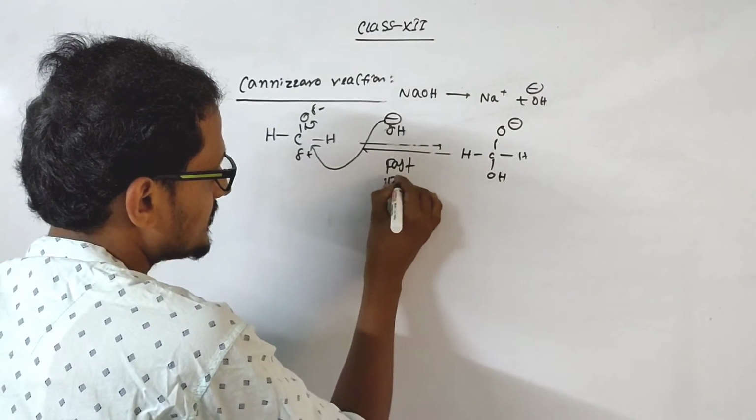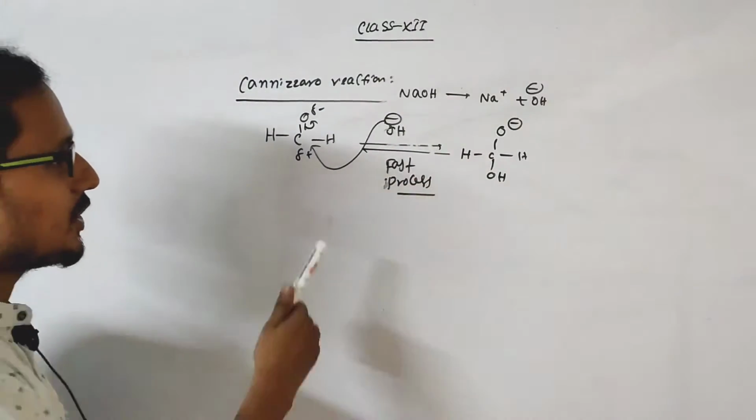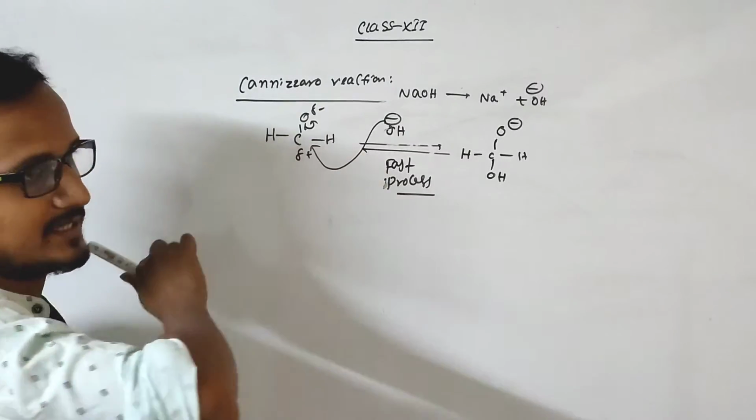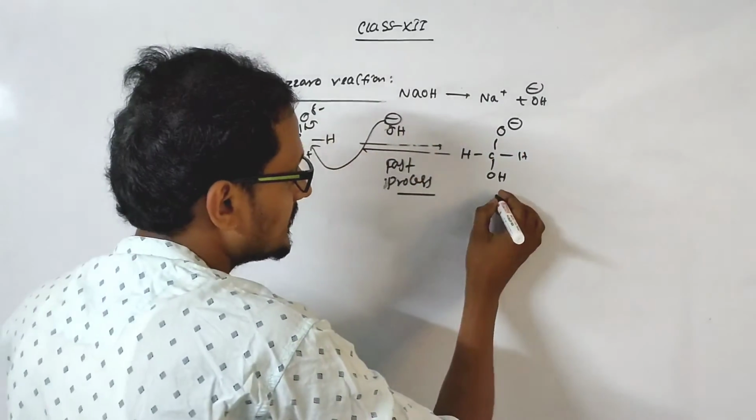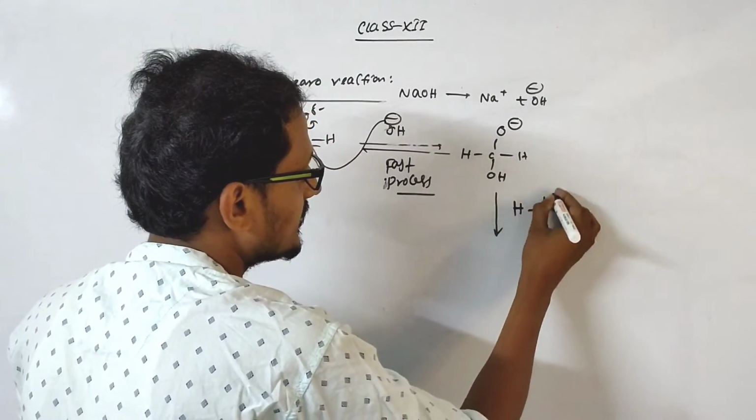Okay, this step is a very fast step. That's why it is not the rate determining step of the reaction, and here only one molecule participated. Now in the second step of the reaction, we have to take another formaldehyde molecule.